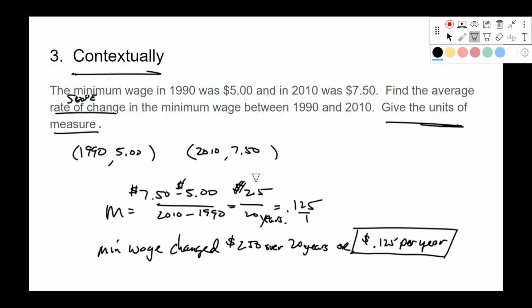Look in the numerator. What are the units in the numerator? What are the units in the denominator? Well, then those are the units. That's the units of measure. All right, and that's it. That's how you calculate average rate of change. You find slope. To find slope, you have 2 points, and you know how to find slope with 2 points.